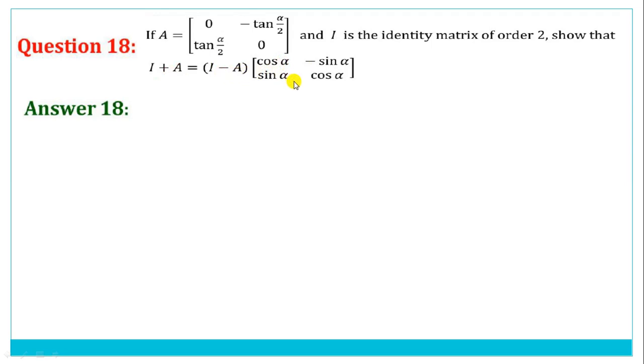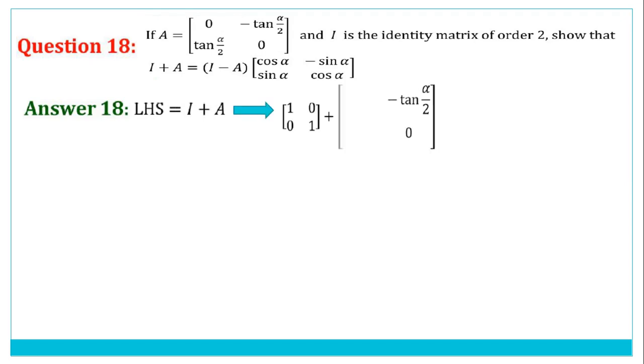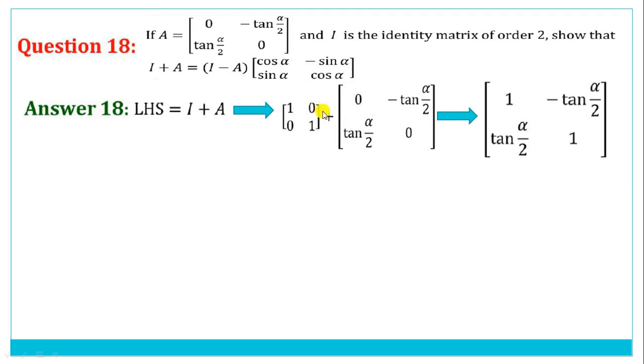So again we have to do the subtraction and the multiplication of the matrices, something that we have already done. So let's get started. First we will solve the LHS. So I is a matrix of order 2 by 2, so remember that. This is the identity matrix of order 2 by 2, and we have to add this with the matrix A. So after adding this, this is what we'll get. Adding the corresponding elements, 1 plus 0, 0 plus minus tan alpha by 2, and 0 plus tan alpha by 2, and 1 plus 0. This will be the result.